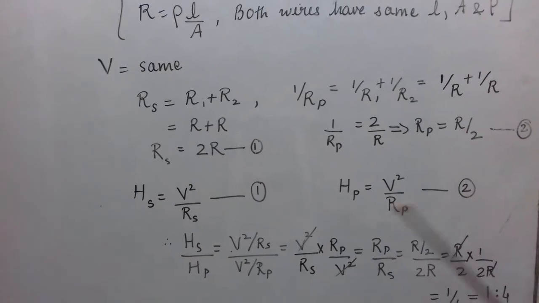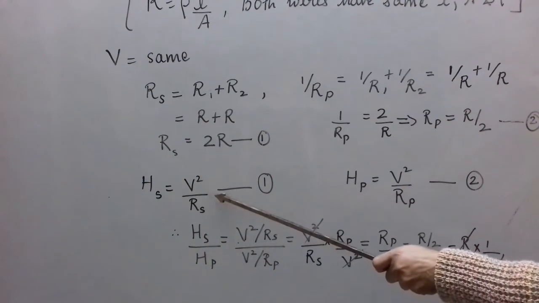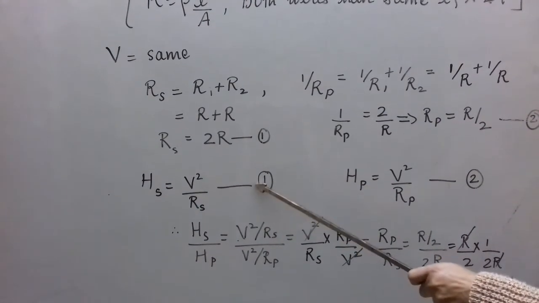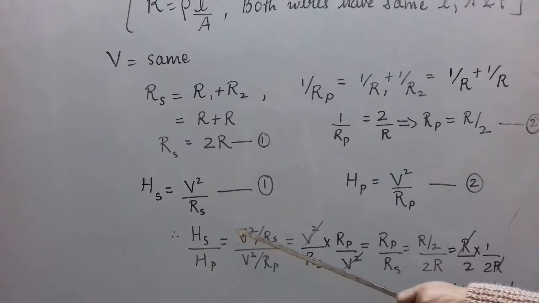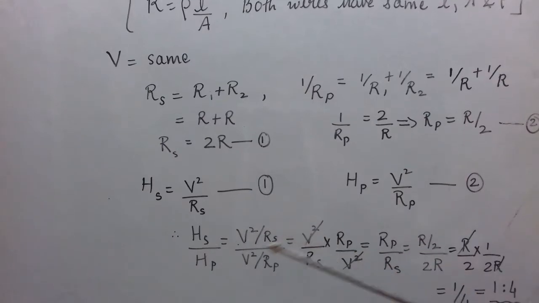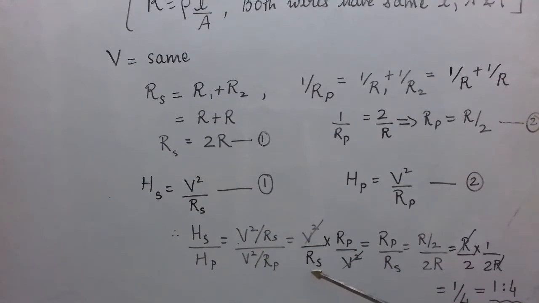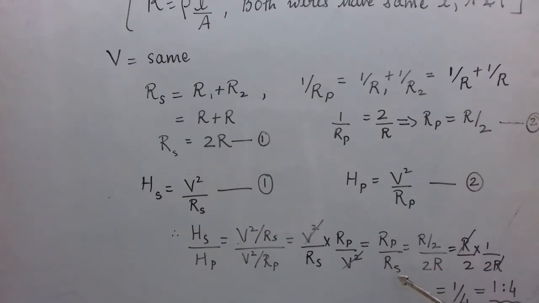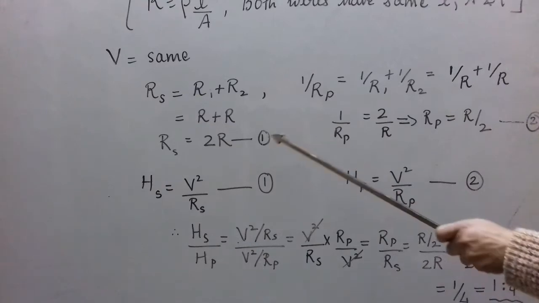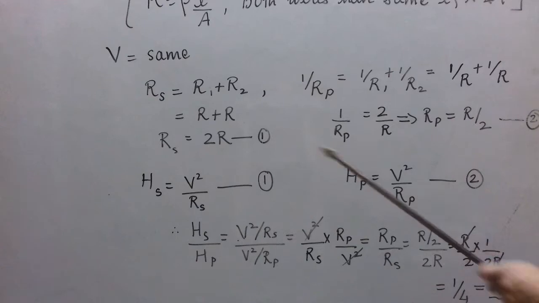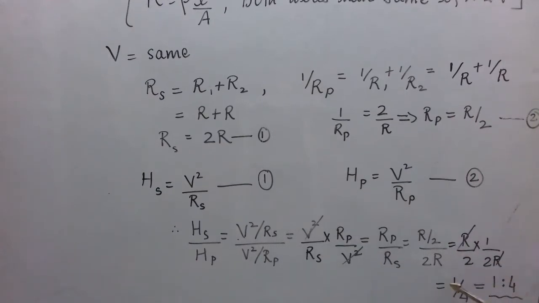In the question, we have to find the ratio of heat produced when they are connected in series to the heat produced when they are connected in parallel. So, dividing 1 by 2, we get HS by HP is equal to V square over RS divided by V square over RP. When we simplify this, V square gets cancelled. We are left with RP over RS. Now putting the values of RS and RP, RP is R by 2 and RS is 2R. After simplifying, we get 1 by 4 or 1 is to 4.